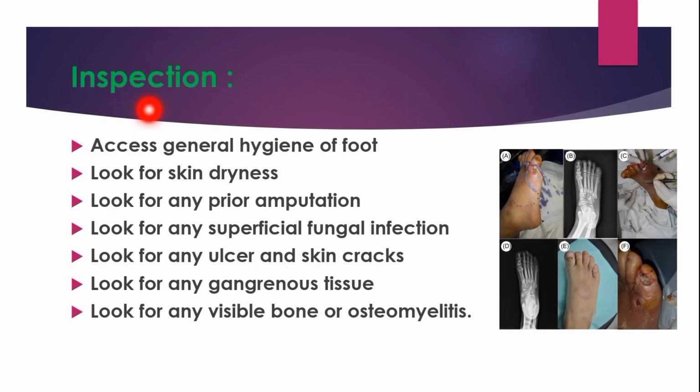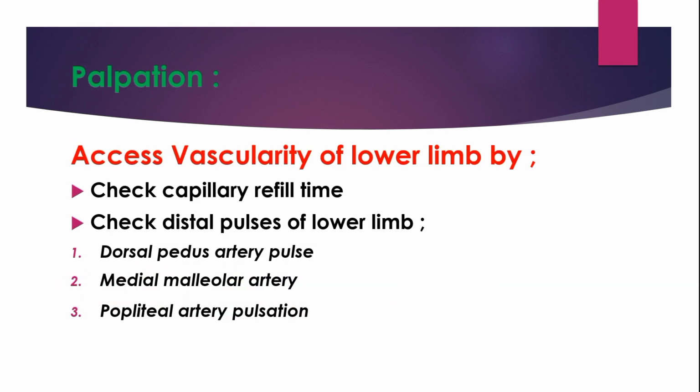So the first step in the diabetic foot examination is inspection. In inspection, we assess the general hygiene of the foot. We look for any skin dryness. We look for any prior amputation done. We look for any superficial fungal infection and note any visible ulcer or skin cracks present in the foot. We also look for any gangrenous tissue present, and similarly, we also note any visible bone or osteomyelitis.